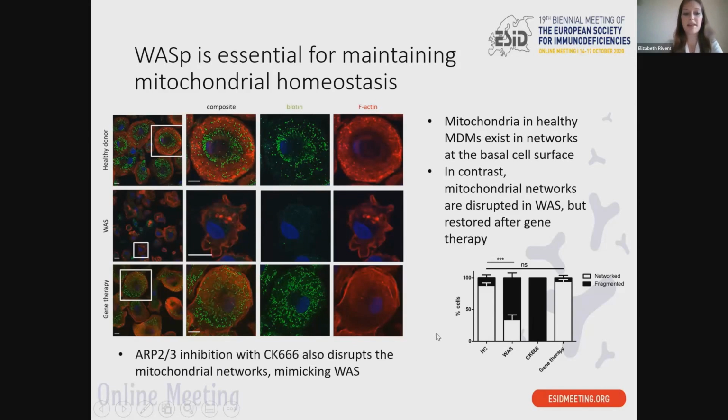And when we inhibit ARP2/3, through which WASP acts in the healthy donor cells, we also find a phenotype that mimics Wiskott, suggesting that the role of WASP in mitochondrial homeostasis is reliant on its actin polymerization functions.